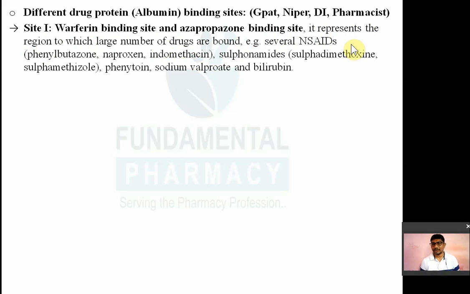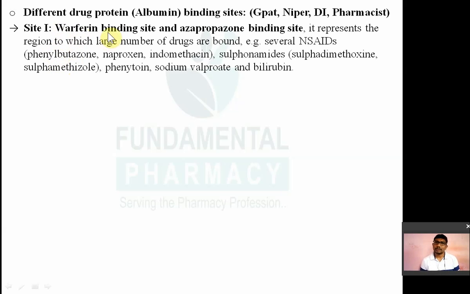So what kind of drugs bind at site first? Site first binds analgesic, antipyretic and non-steroidal anti-inflammatory drugs like phenylbutazone, naproxen, indomethacin, and different sulfa drugs like sulfadimethoxine, sulfamethizole, then phenytoin, sodium valproate and bilirubin. All these drugs bind to site first, which is known as the warfarin binding site or azapropazone binding site. So if warfarin and phenylbutazone are given simultaneously, what will happen? The warfarin will bind to the plasma protein at albumin site 1, and phenylbutazone also binds to the same site.